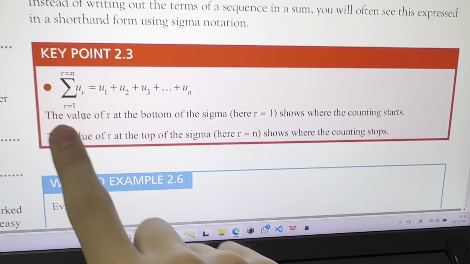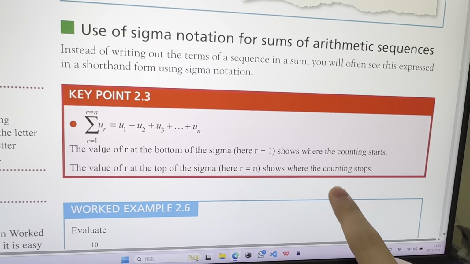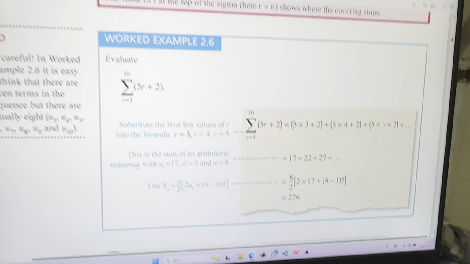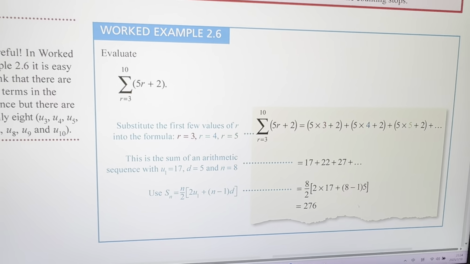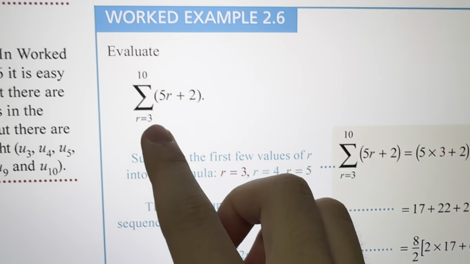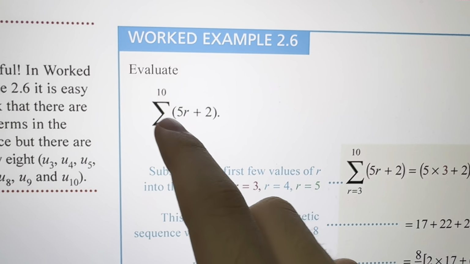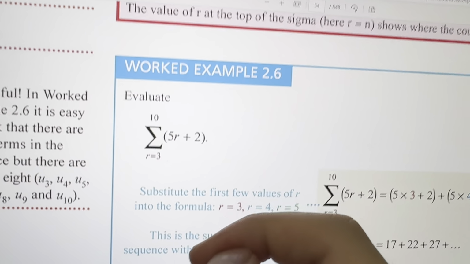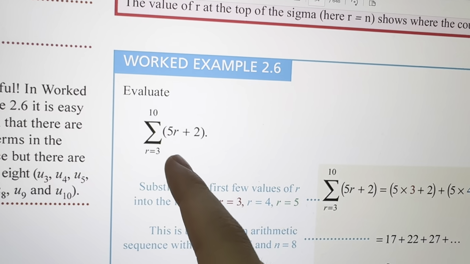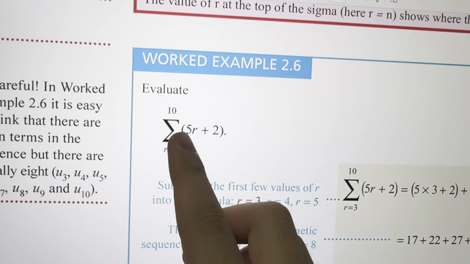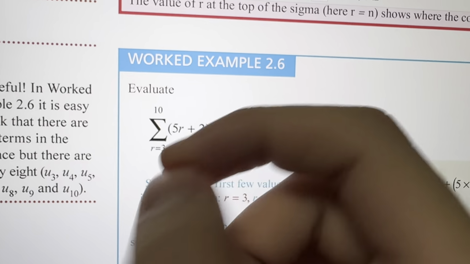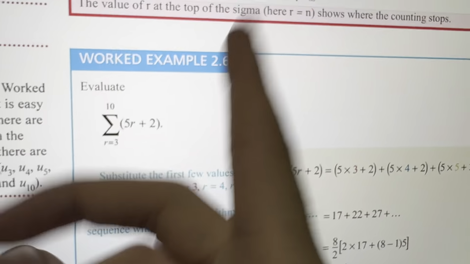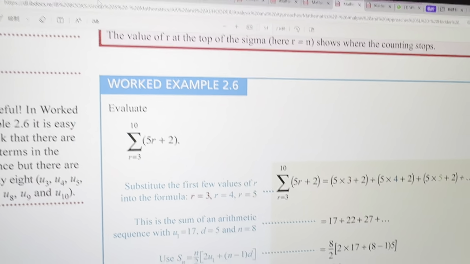So here's something, guys. I think you can read it by yourself. Here's the example. This means we'll put r from 3 to 10, all the positive integers from 3 to 10, which include 3 and 10, into this polynomial, I don't know how you name that, and then we count all the results.